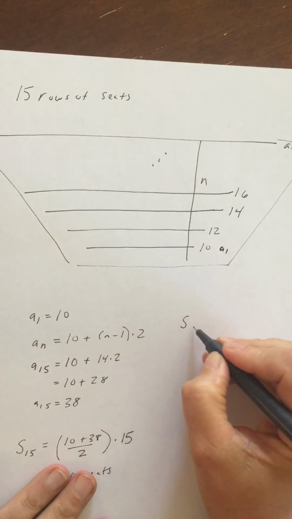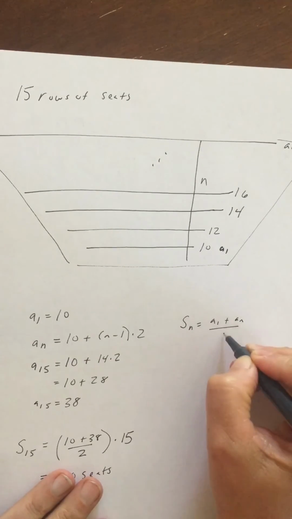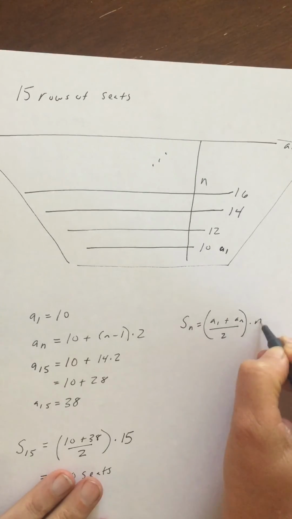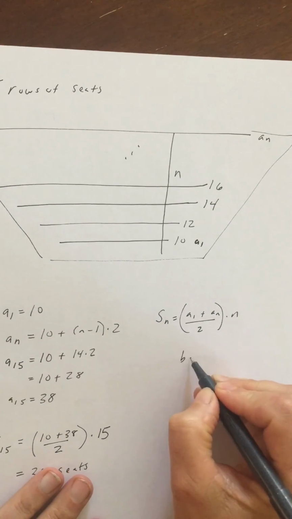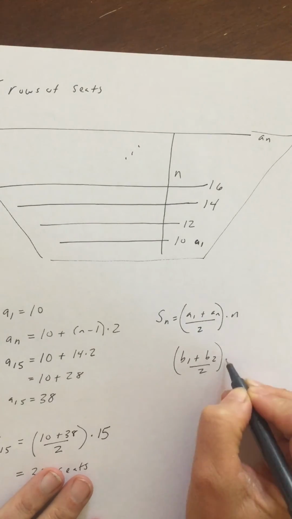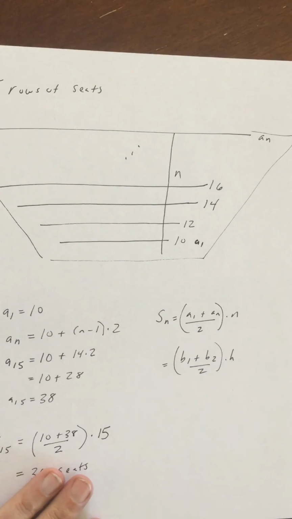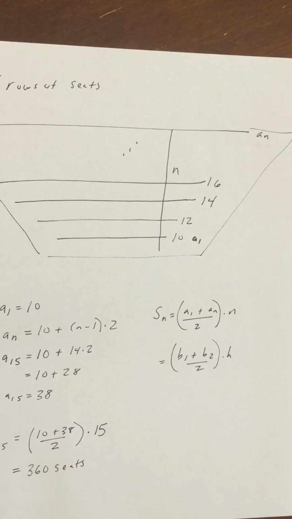So let me write that out. Okay, so like S sub n equals A1 plus An over 2 times n. Of course, you know the trapezoid formula, right? I would do B1 plus B2 over 2 and then times the height. So anyway, if you see that connection, that's cool. If you don't, that's fine. Hopefully you can figure out the problem.